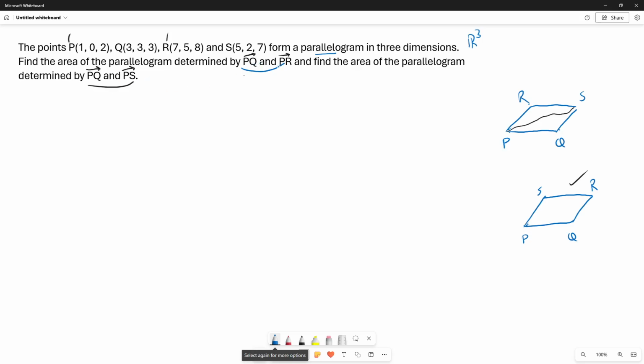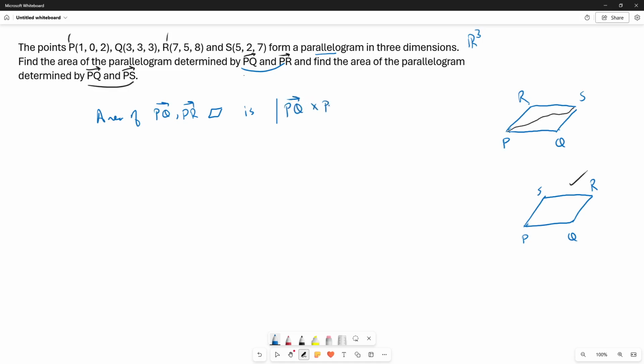So to find the area of a parallelogram, it turns out that this is an application of the cross product. The area of the parallelogram determined by PQ and PR is given by the absolute value, the magnitude of the cross product.